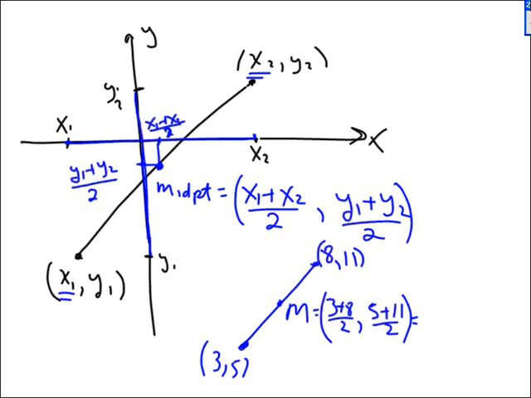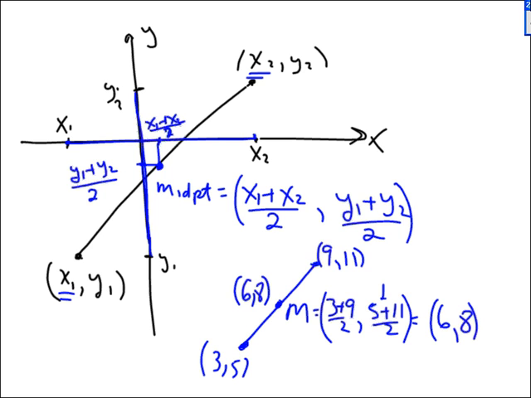Well, I thought 8 was an odd number. How odd of me. Just to make the numbers nice, let's let it be 9, 11. So 3 plus 9 is 12, over 2 is 6. 5 plus 11 is 16, divided by 2 is 8. The midpoint is 6, 8.